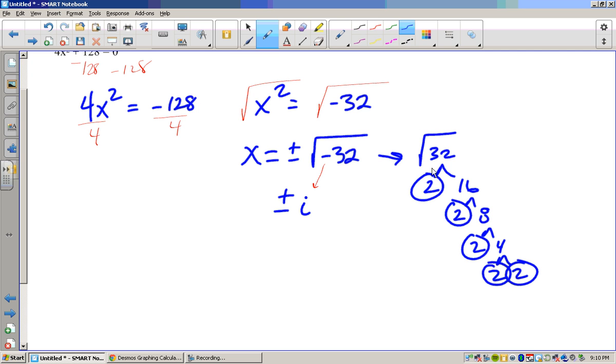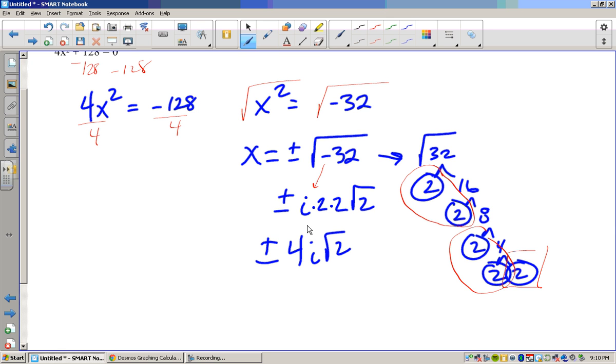It's broken down. Look for your doubles again. Here's a pair of doubles of 2, so I can take a 2 out. Here's another double of 2, so I take another 2 out. And then this one is left over, so it stays underneath the radical. So we can clean this up a little bit. Remember, plus or minus, numbers go first. So 2 times 2 is 4. We have the i, and then throw the square root of 2 next to it. And that would be my final answer right there.